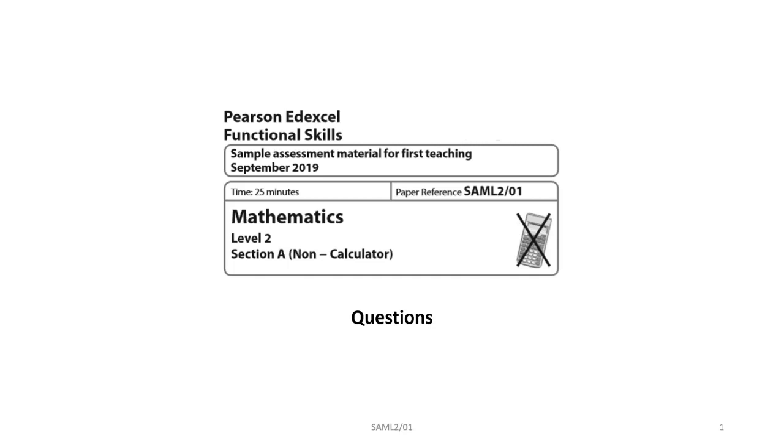Hello, welcome. And what we're now looking at here is a level 2 reformed functional skills paper for maths. So unlike the legacy papers, this has a calculator section, a non-calculator section, followed by a calculator section. So the first part will be mental arithmetic, the second part you can use your calculator.